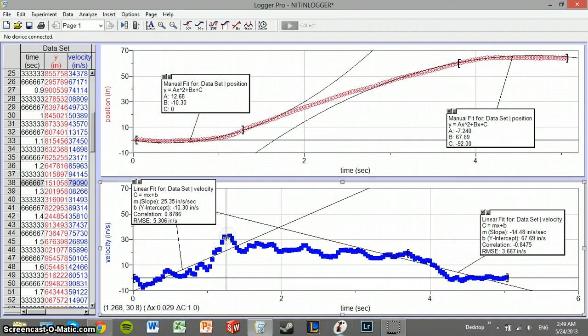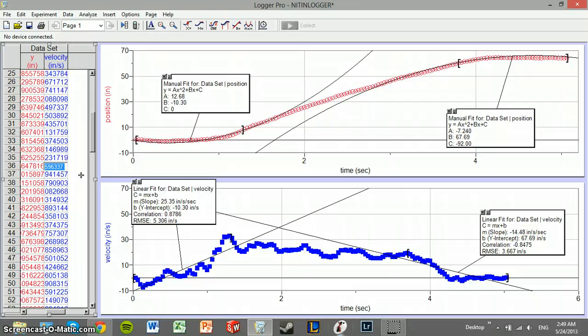Clicking on this like so, we can find that this number right here is the number with the highest velocity. And as we can see, it's 31.9 inches per second. Okay, so we have that done.